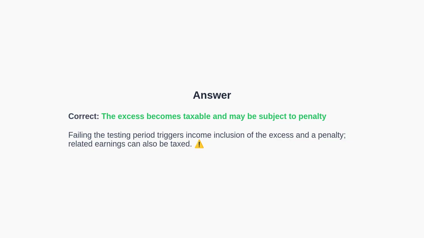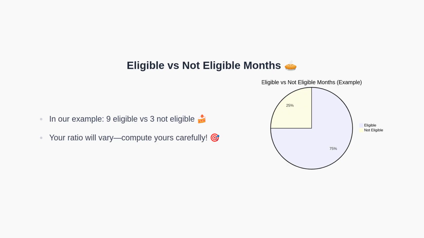The correct answer is that the excess becomes taxable and may be subject to penalty because you failed the testing period by breaking eligibility during the following year. Earnings related to the excess may also be taxed. Next, let's present a quick pie chart to visualize eligible months in our earlier example. This pie chart represents the earlier example with 9 eligible months and 3 not eligible. Your personal ratio may differ based on your coverage timeline and any disqualifying factors. Always compute using your year's actual HDHP status on the first day of each month.